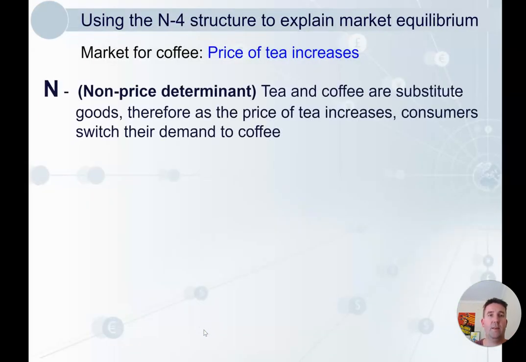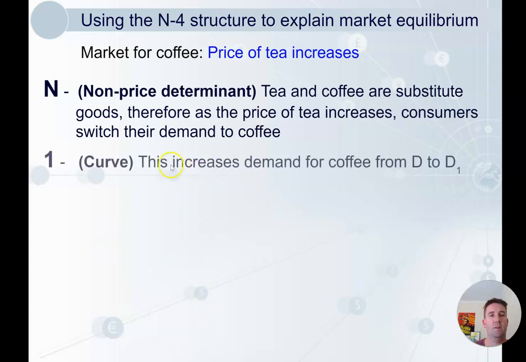So market for coffee, the price of tea increases. Tea and coffee are substitute goods. Therefore, as the price of tea increases, consumers switch their demand to coffee. Straightforward, we've referred to the non-price determinant. The reader knows what is happening. Curve. This increases demand for coffee from D to D1. Beautiful. It complements what we've drawn in the diagram. It makes it easy for the person to read and understand.